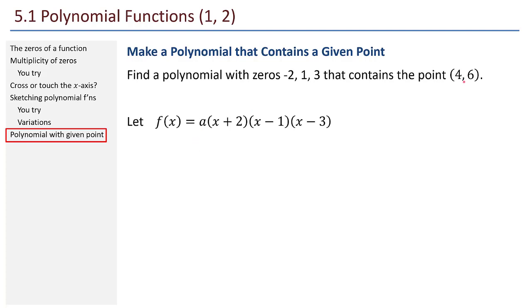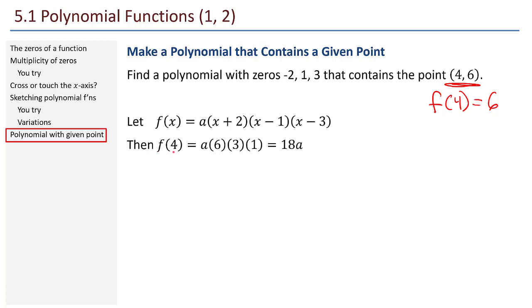And I use the fact that since (4, 6) is a point on the polynomial function, this tells me that f of 4 equals 6. So let's figure out f of 4. F of 4, I'm just going to take the x and replace the x with 4 everywhere. So the a stays a, x plus 2 becomes 4 plus 2, which is 6, x minus 1 becomes 3, x minus 3, 4 minus 3 becomes 1. I multiply them all together, I get 18a. So f of 4 is 18a.